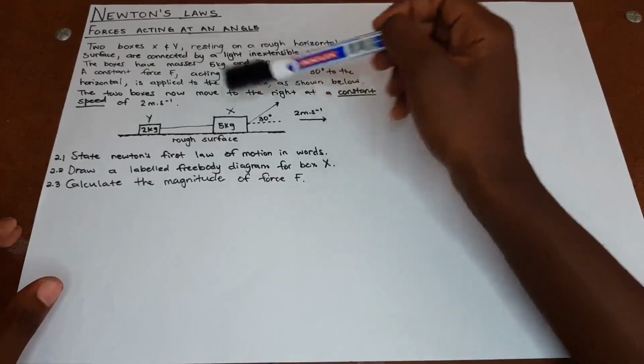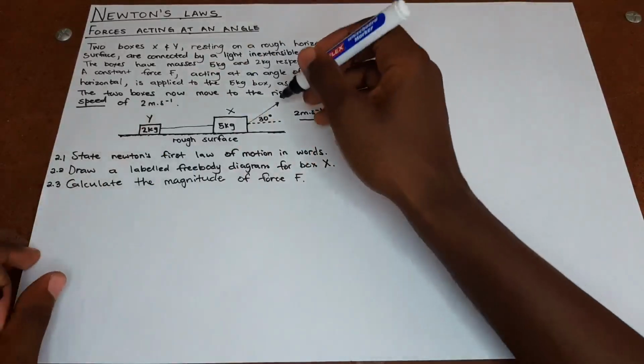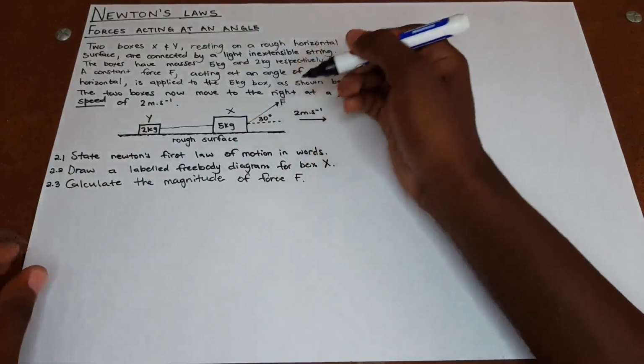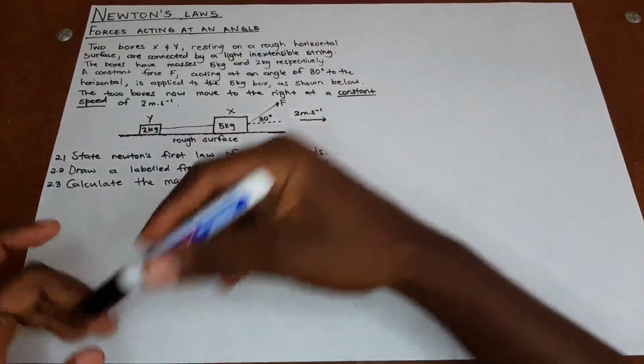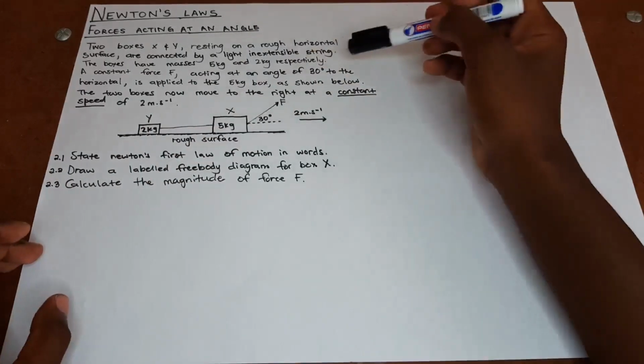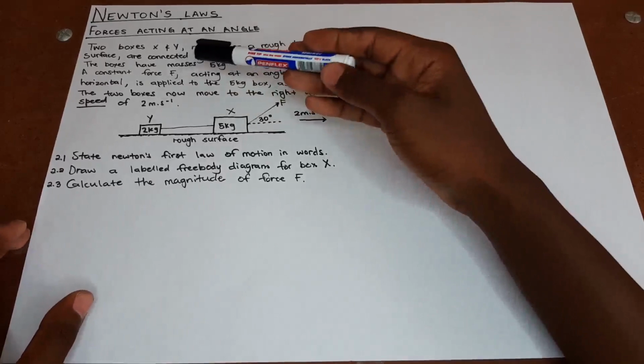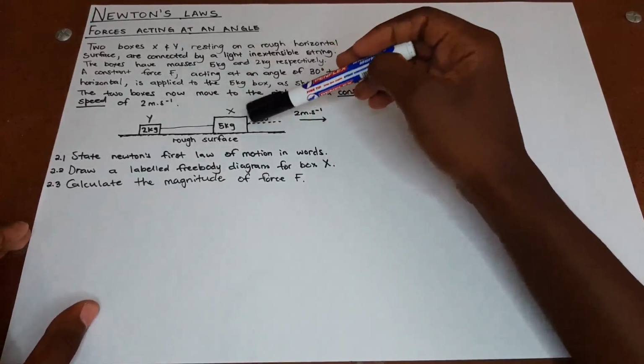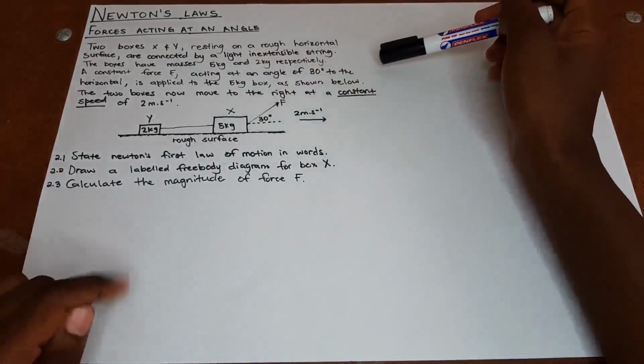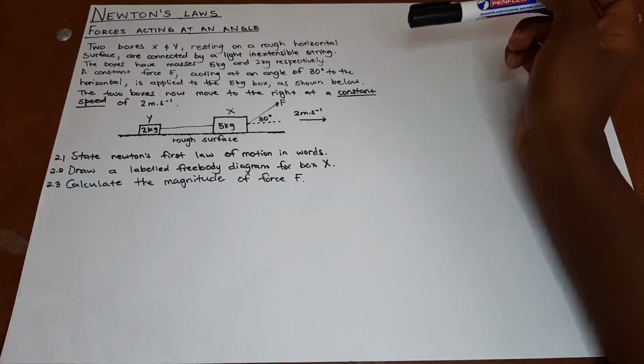A constant force of F, we have a constant force of F here, acting at an angle of 30 degrees to the horizontal, is applied to the 5 kg block, as shown below. The two boxes now move to the right at a constant speed of 2 meters per second.